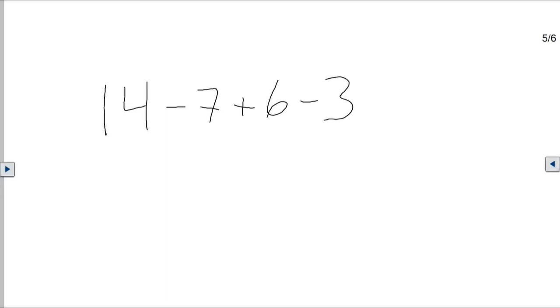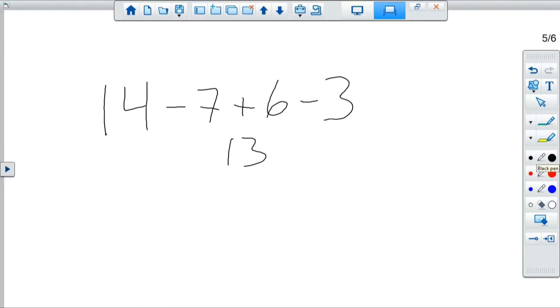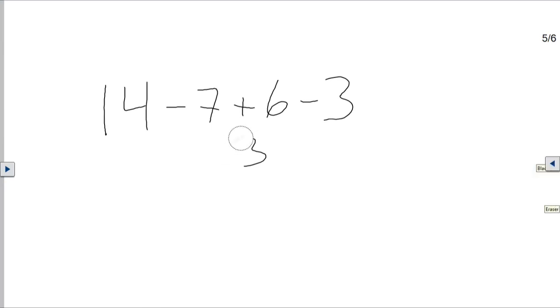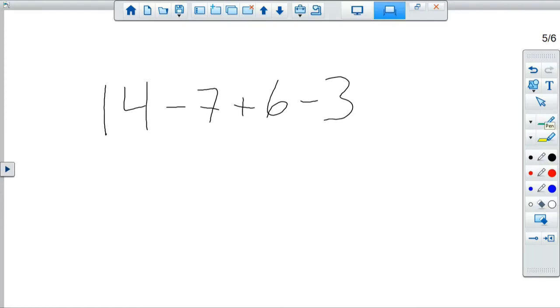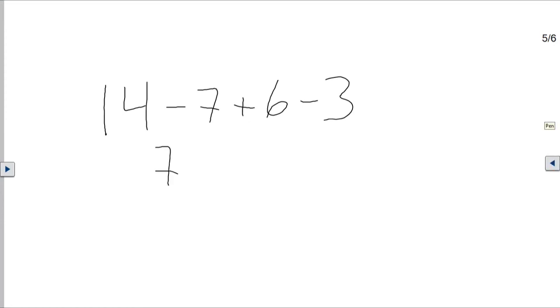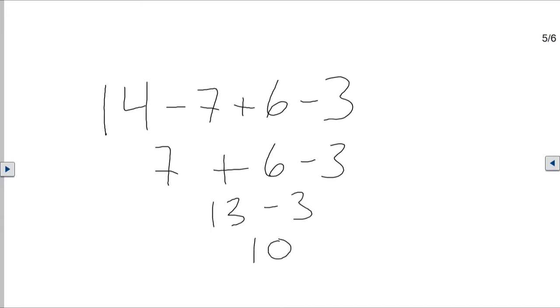So a common mistake I'll see students make in this is first start with 7 plus 6 and get 13 because they think, well, addition has to come before subtraction. Okay, but again, we work left to right on these, left to right. So I start with the 14 minus 7. Okay, so I do subtraction. And then I've got left to right again. 7 plus 6 is 13. And then one last step, 13 minus 3 is 10, right? So I want subtraction, addition, subtraction. Again, we just want to work those left to right.